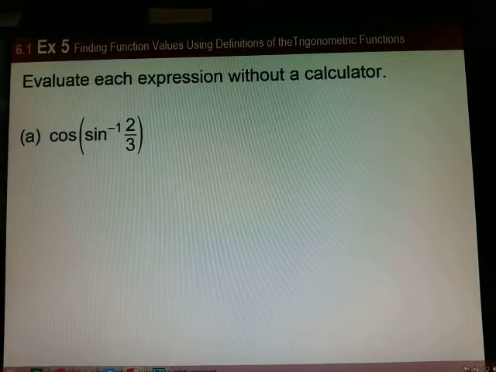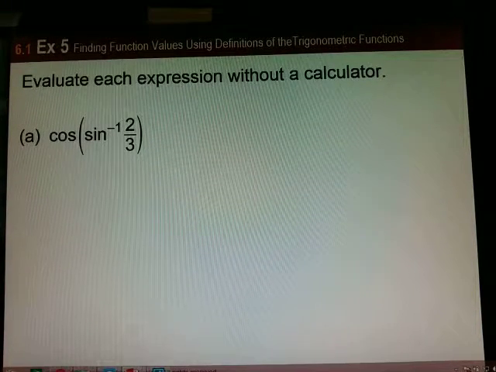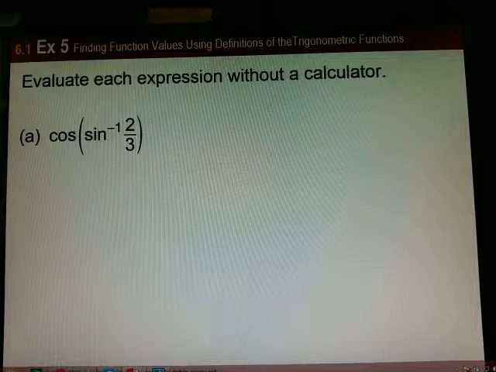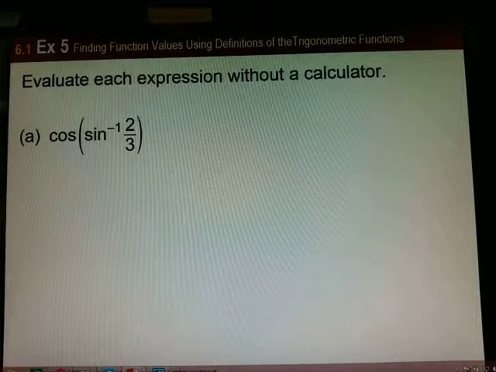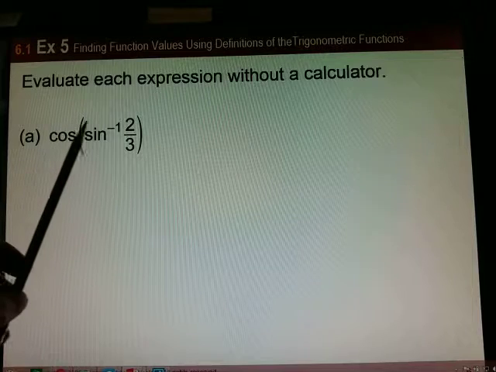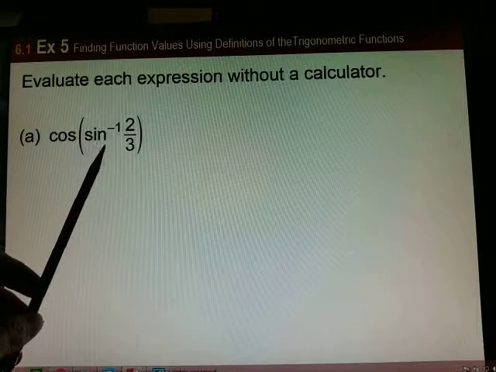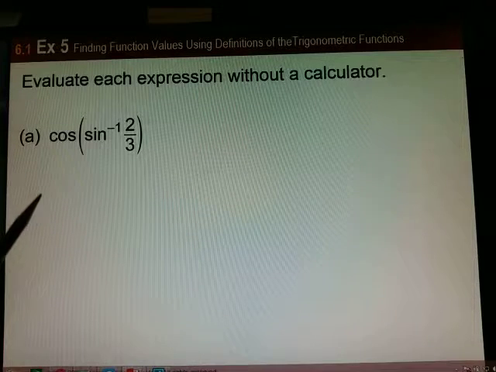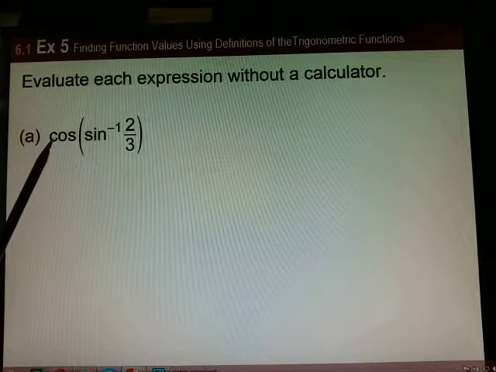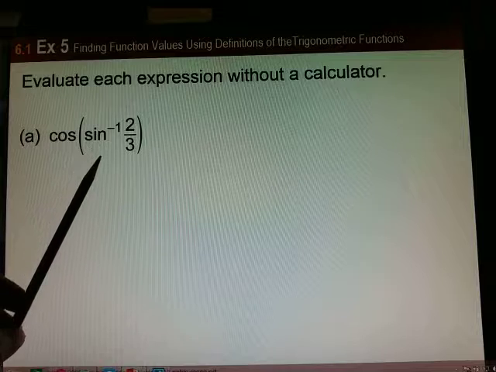All right, this one's asking me to evaluate the cosine of the inverse sine of 2/3. Whenever you see the inverse, you just need to think about that meaning some angle. So what this problem is asking is find the cosine of some angle such that at that angle, the sine of it is 2/3. Again, this is asking me to find the cosine of an angle such that the sine of the angle is 2/3.